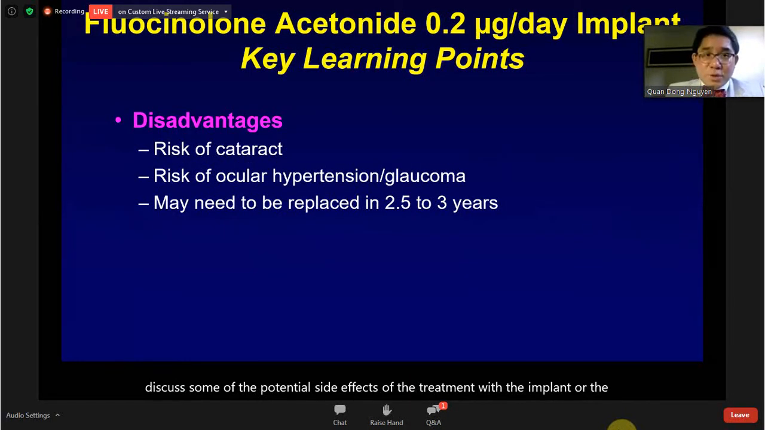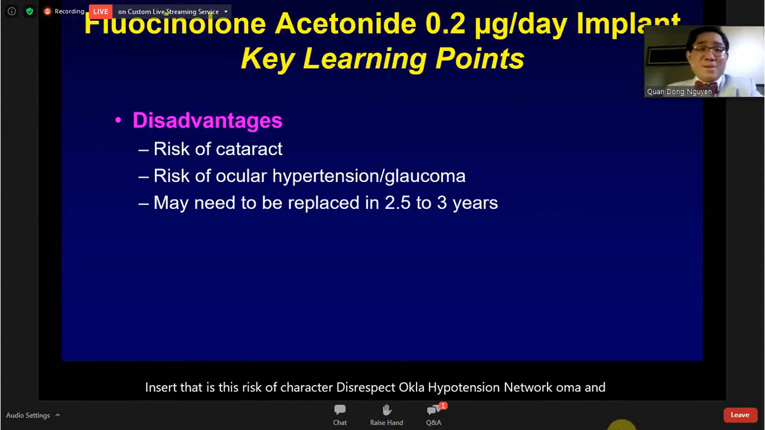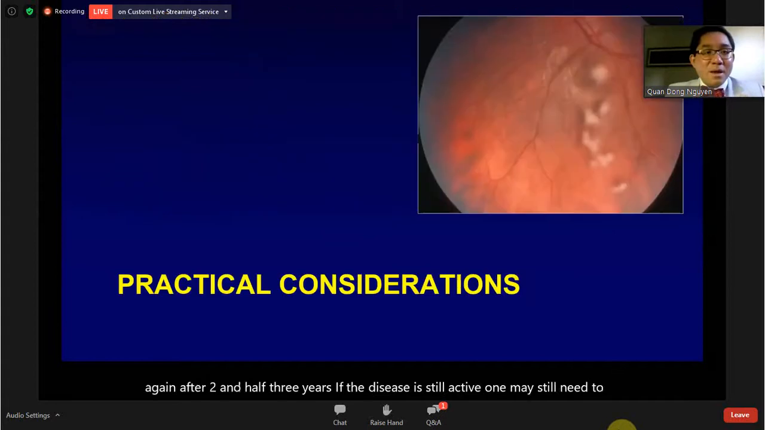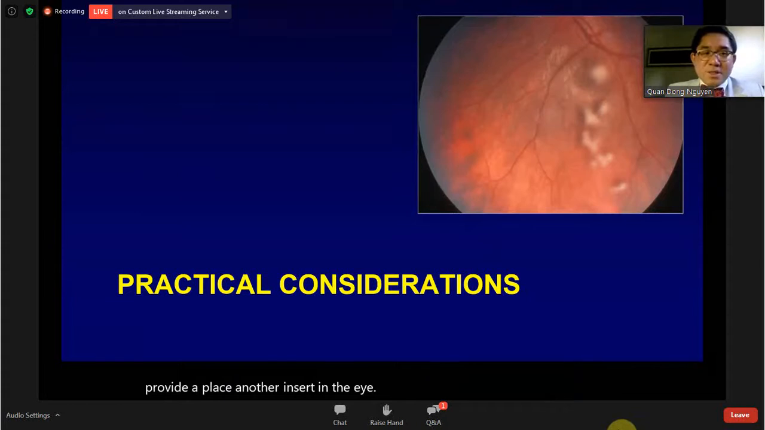There are some disadvantages with this fluocinolone acetonide insert. That is, there's risk of cataract, there's risk of ocular hypertension and glaucoma, and again, after 2.5 to 3 years, if the disease is still active, one may still need to place another insert in the eye. What exactly can we consider in our daily clinical practice? So let's look at some practical considerations.